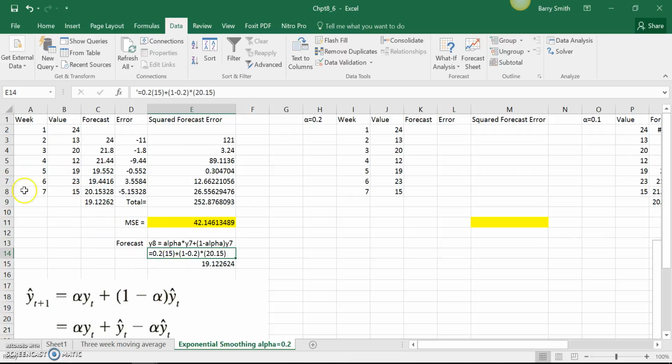And then if we wanted to forecast, again, what we're going to do is take for Y8, which is basically going to be this point here, the 8th week, the alpha 0.2 times the Y7, which was the 15, plus 1 minus alpha, which is our 0.8, or the damping factor, times the Y7. Well, not really. It's Y7 hat. I couldn't draw the hat. That's right. Which is the 20.15. Roughly again, and so we get the 19.122, which is the same thing we get here.